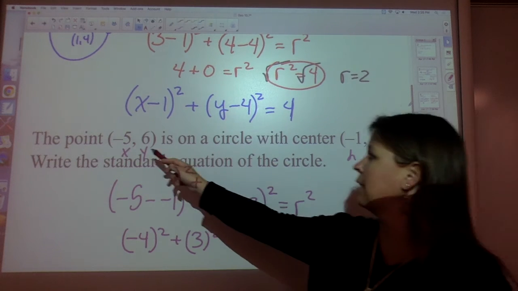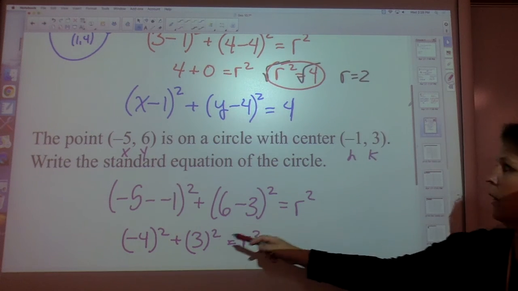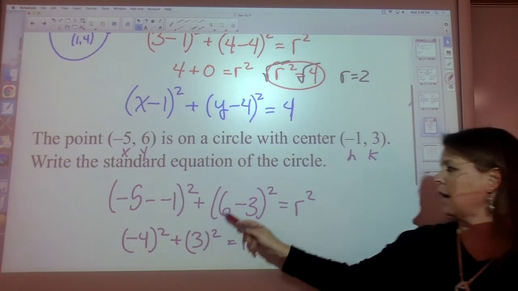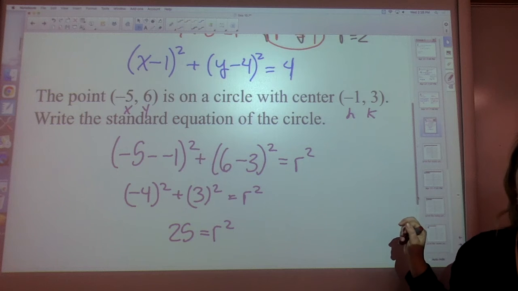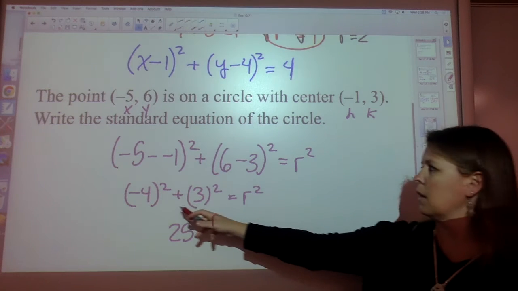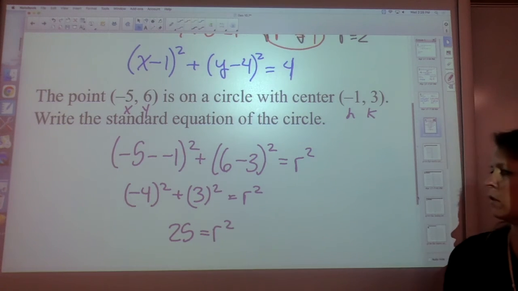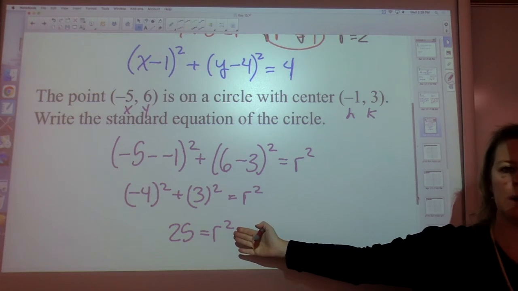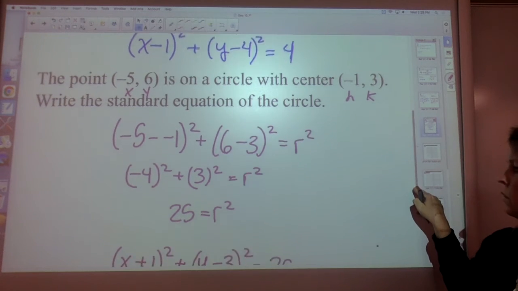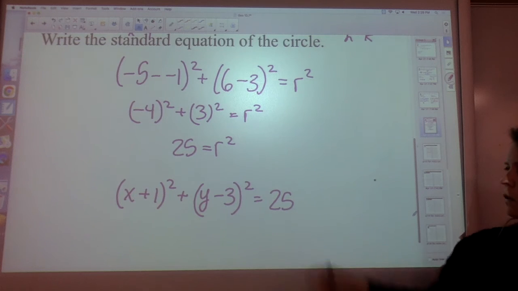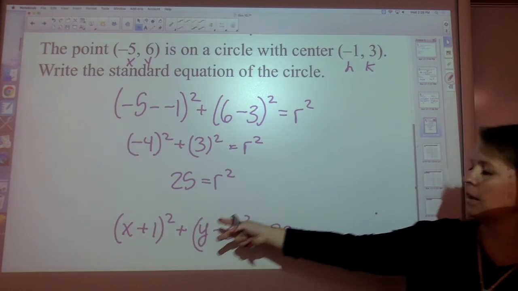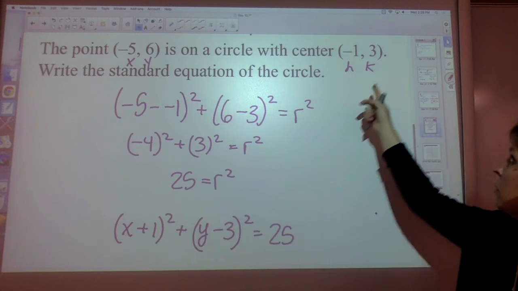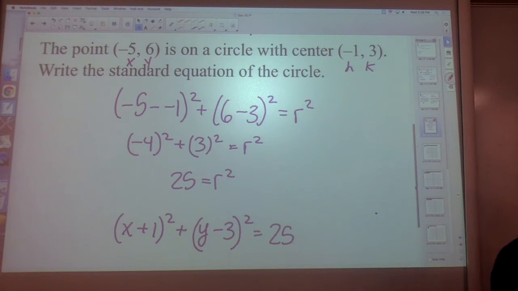You should have labeled x and y, h and k, plugged in x and h and y and k, and did the math. Careful when you're squaring a negative. Of course, it's still positive. Negative 4 squared plus 3 squared is 25, and that's our r squared. No reason to square root that because we need r squared. Then go back to the beginning of your h and k, it's x minus -1, which makes it a plus, y minus 3 squared equals 25.